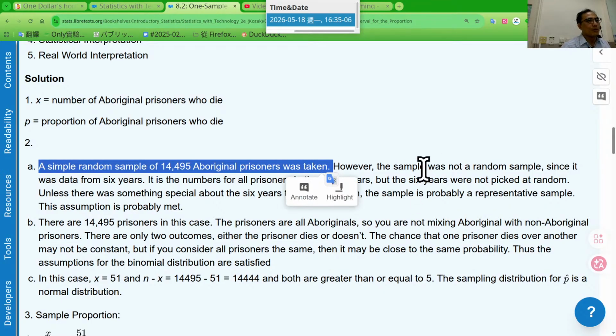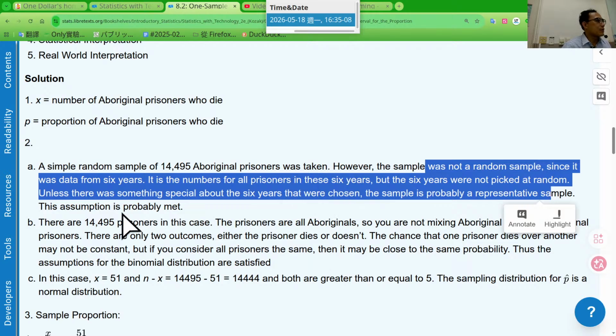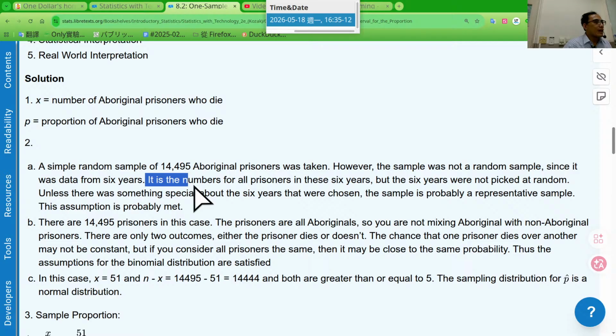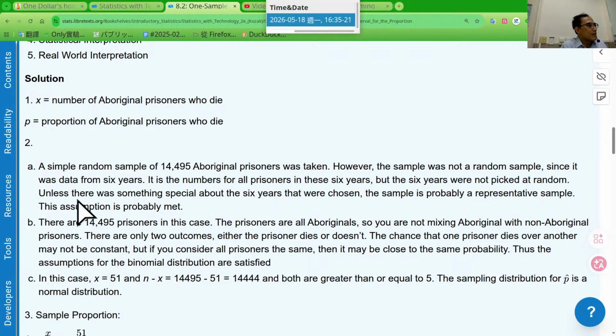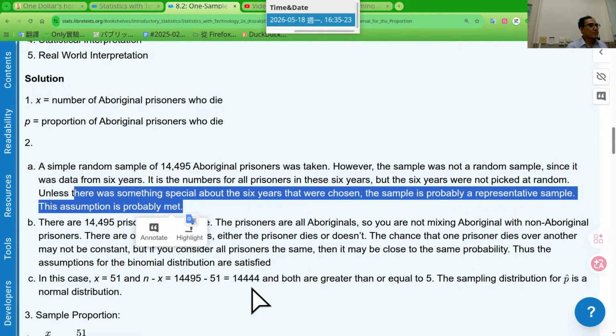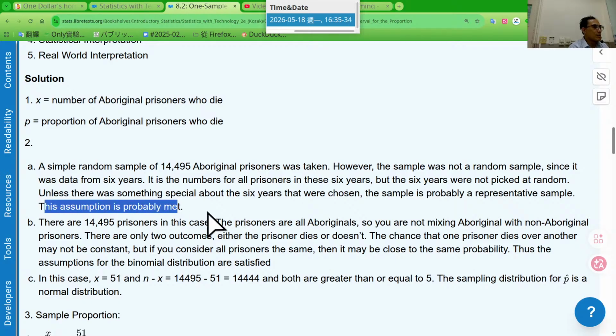However, the sample was not a random sample since it was data from 6 years. It is the number of all prisoners in these 6 years, but the 6 years were not picked at random, unless there was something special about the 6 years that were chosen, and the sample is probably a representative sample. The assumption is probably made.